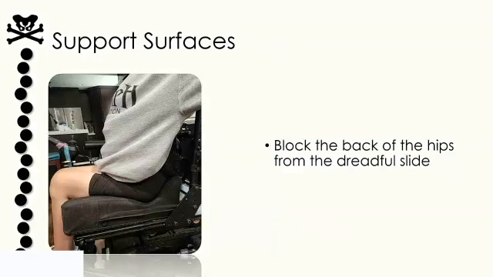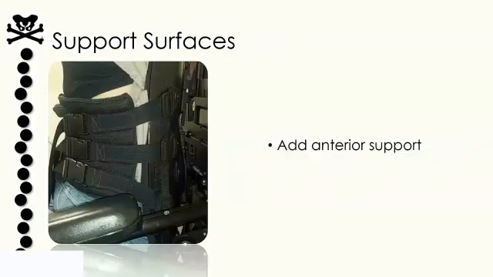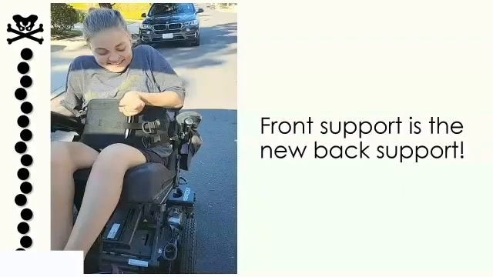Second thing we're going to do is we are going to block the dreadful sliding back into the wheelchair. So we have to have some posterior support that is able to stop that sliding backwards. So any way you want to do that, simulate it and see how well it works. And then last but not least, if needed, we're going to add the anterior support. So this is just a picture of the ones that there's many different options on the market from different manufacturers, but we're going to pick one that's going to work. This is the Ride Designs model. Okay, so front support is the new back support. It's really helpful in these cases.